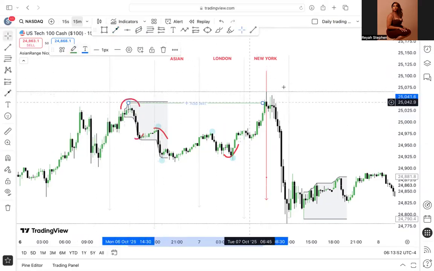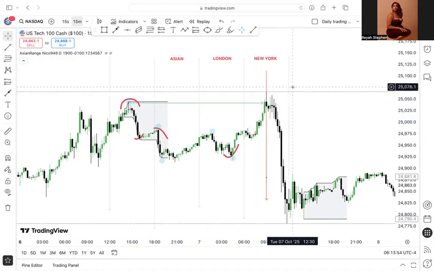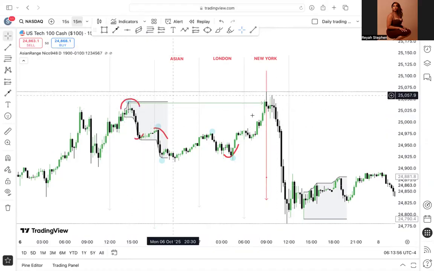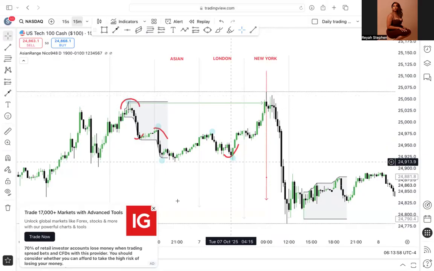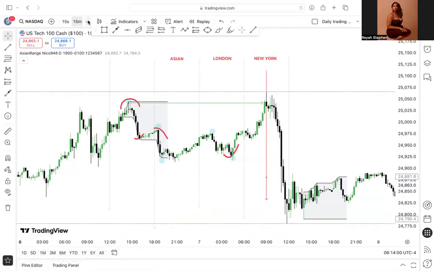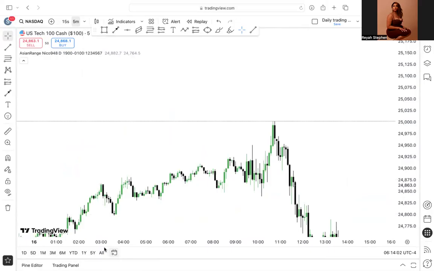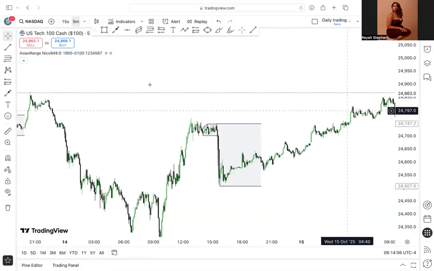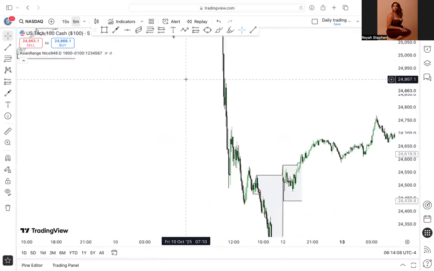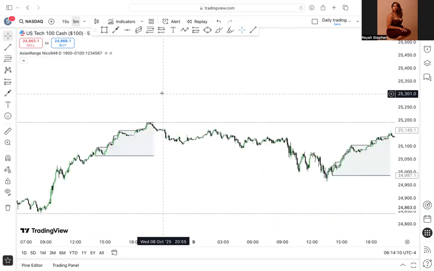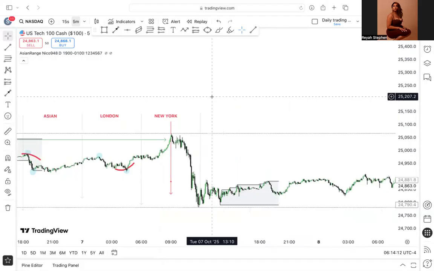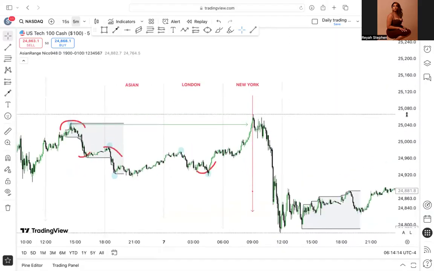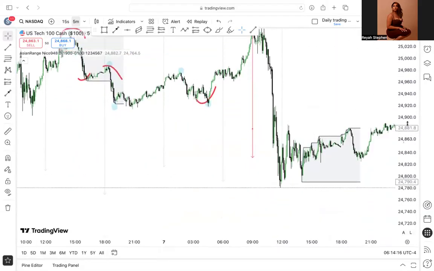Just do a green line. Liquidity has been swept, right? This is a liquidity sweep. It swept that. Now, as you can see, it starts wicking to the upside. If we go down to the 5-minute, can you see how there's a lot more detail? Starts wicking to the upside.